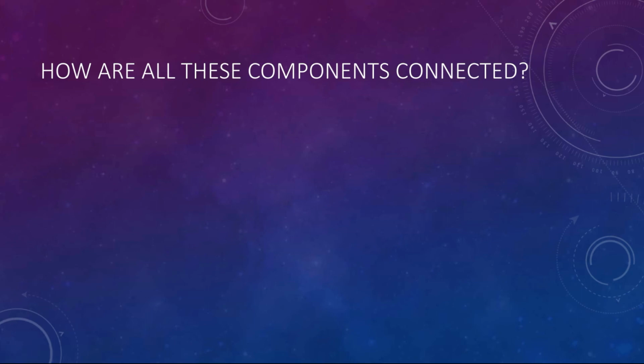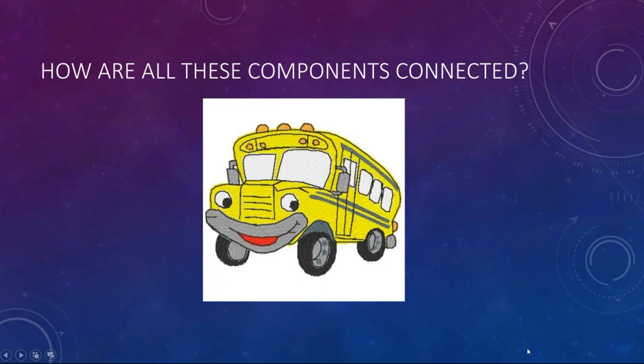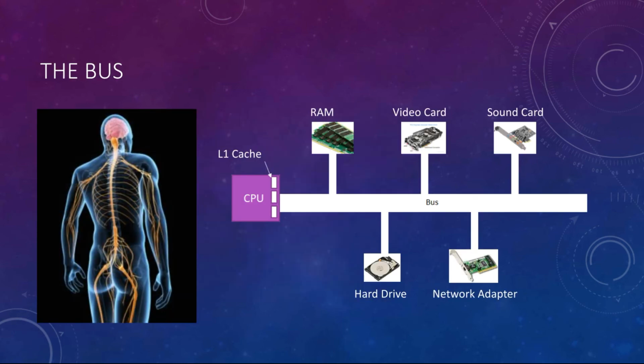So, how are all these computer components connected? Well, there's this thing called a bus. Maybe not a school bus, but that's what we call it. The bus is like the central nervous system. It connects all the computers together, and the CPU sends instructions or nerve impulses to the RAM, the video cards, sound card, hard drive, and network adapter, among all the infinite number of peripherals that are out on the market that the computer could use.